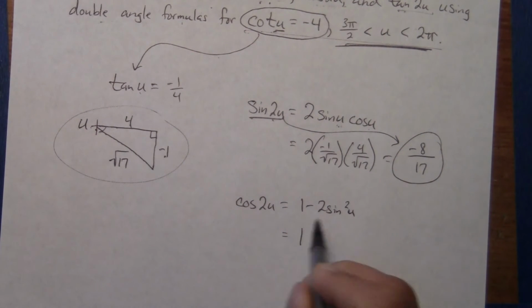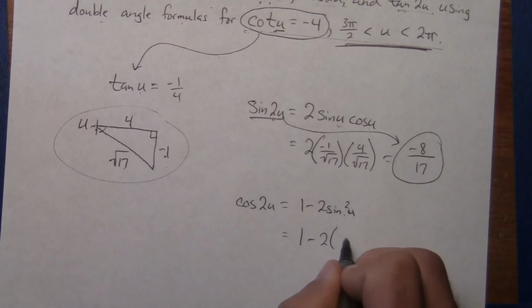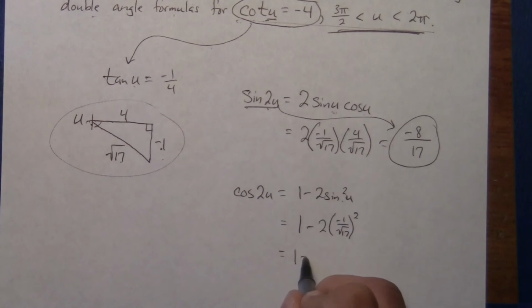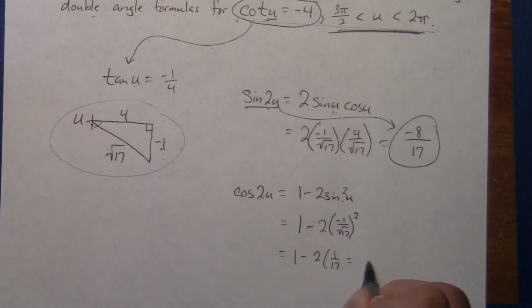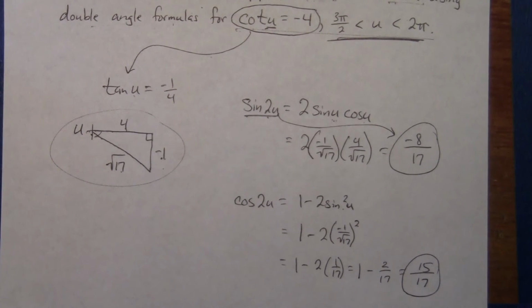And if I substitute in, this is of course 1 minus 2 times the sine of u, which is negative 1 over square root of 17, and then that gets squared. So if I do this, well, let's just do it. It's 1 minus 2 times 1 over 17. So that's going to give me 1 minus 2 seventeenths. And if I get my common denominator, 17 over 17, I'm eventually going to get 15 seventeenths. So now I've got the sine, I've got the cosine. The only thing I don't have is the tangent, and so we'll find that next.